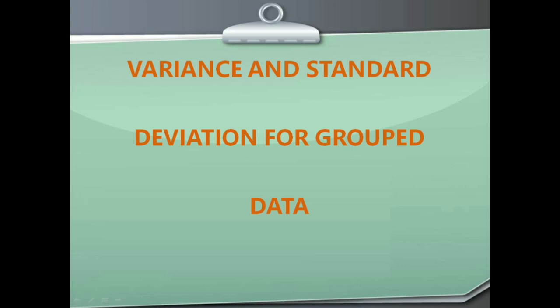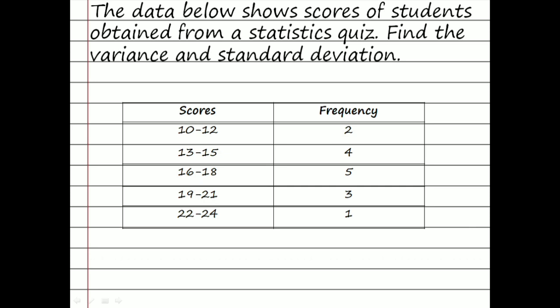A higher variance indicates that the data points are more spread out from the mean. The standard deviation is defined as the square root of variance, and it is a measure of how spread out numbers are. We will use the following example so as to help you understand how to find the variance and standard deviation for grouped data. The data below shows scores of students obtained from a statistics quiz. Find the variance and standard deviation.